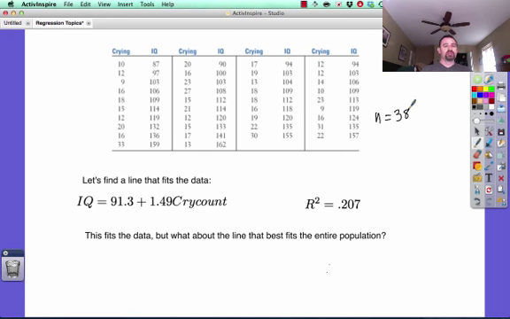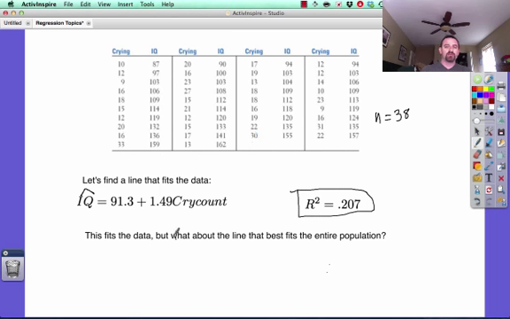There appears to be a relationship between the two. Now, I put this in the calculator, and I found that IQ hat equals 91.3 plus 1.49 times the cry count, and that's an r squared of 0.207. That's not a very strong fit for the data, but it's a positive relationship, right?